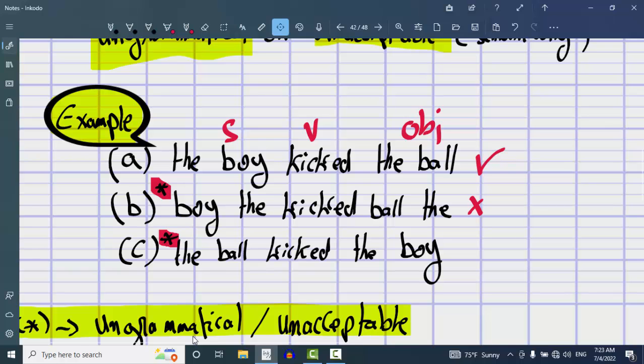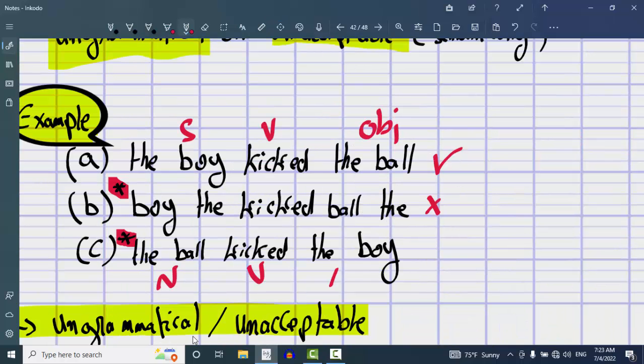It is grammatical. Why? Because here we have a noun, a verb and a noun. So grammatically it is correct, but semantically it is unacceptable.